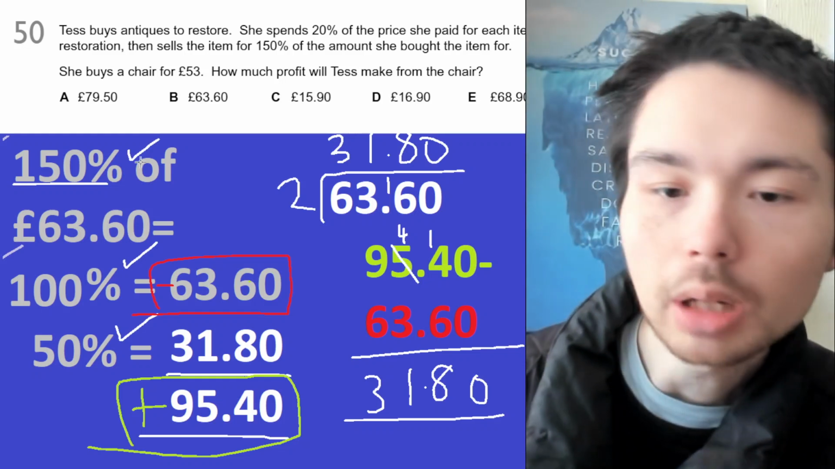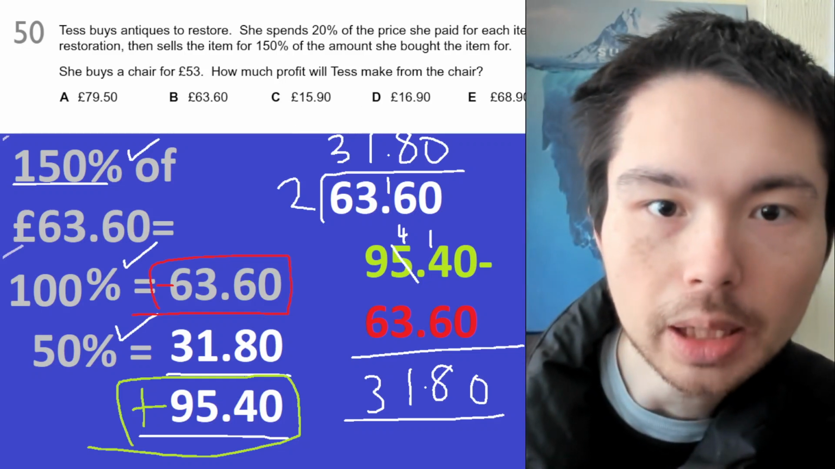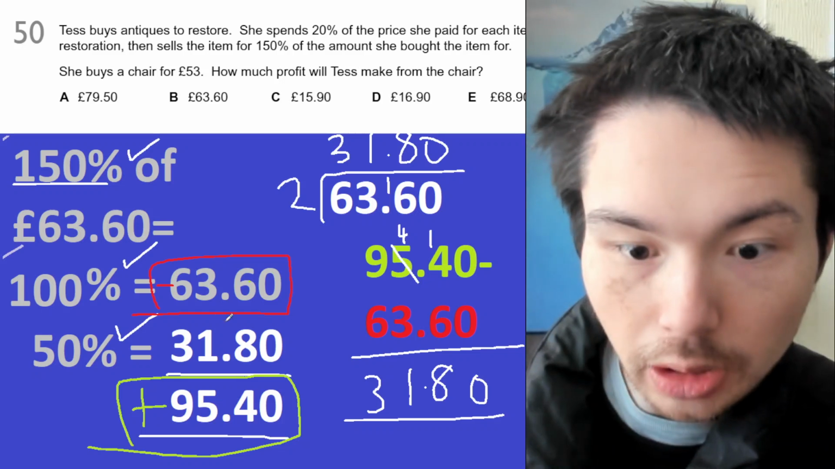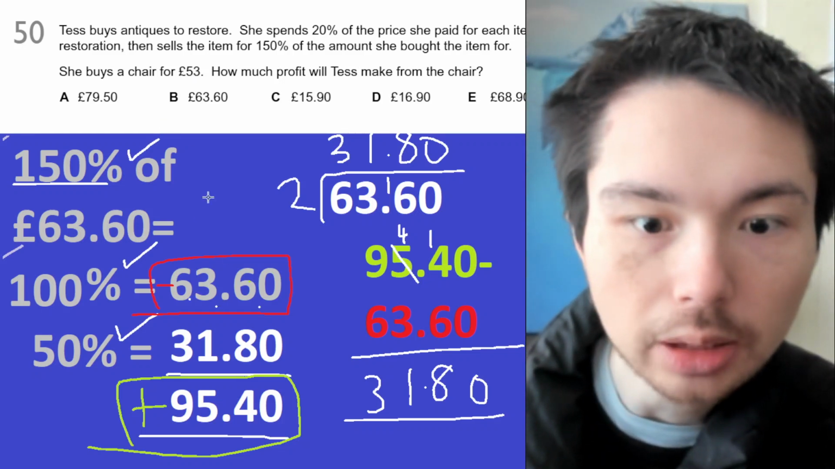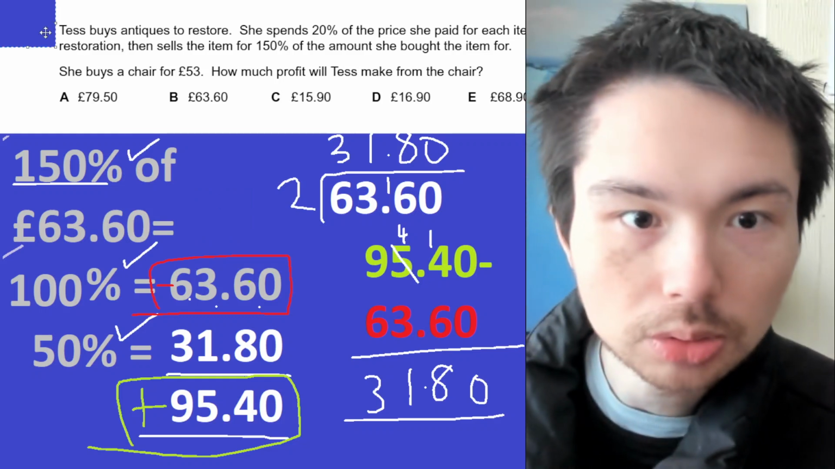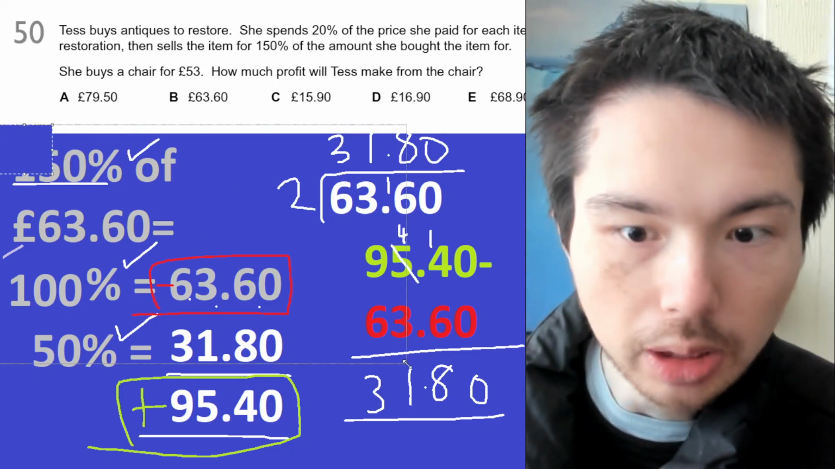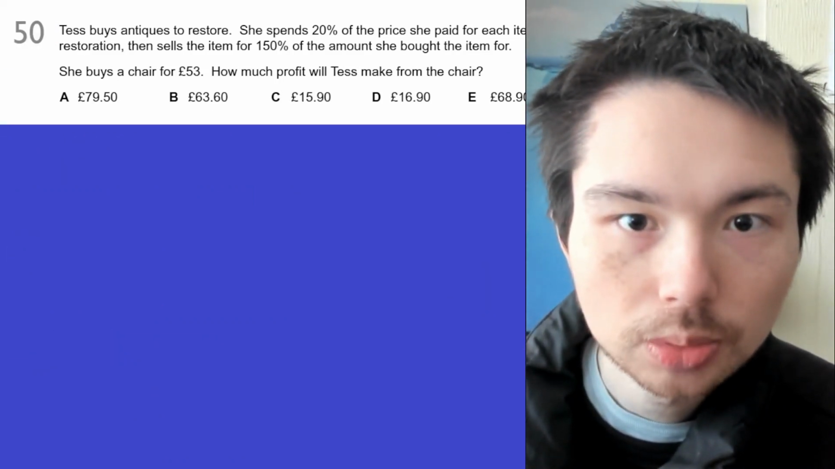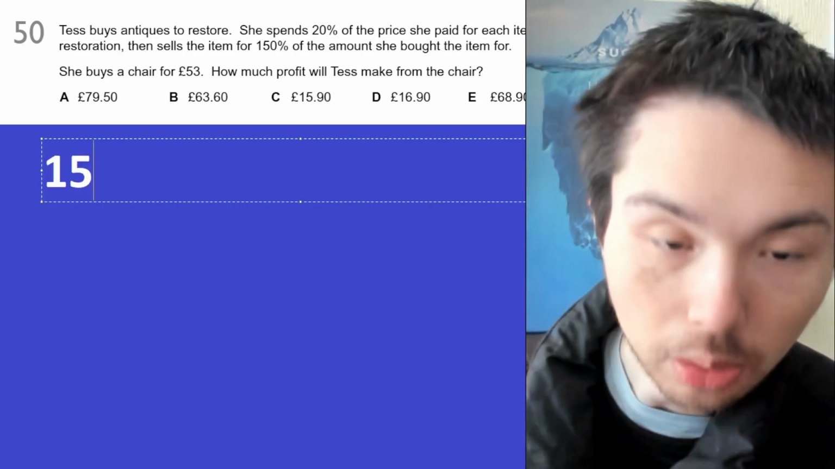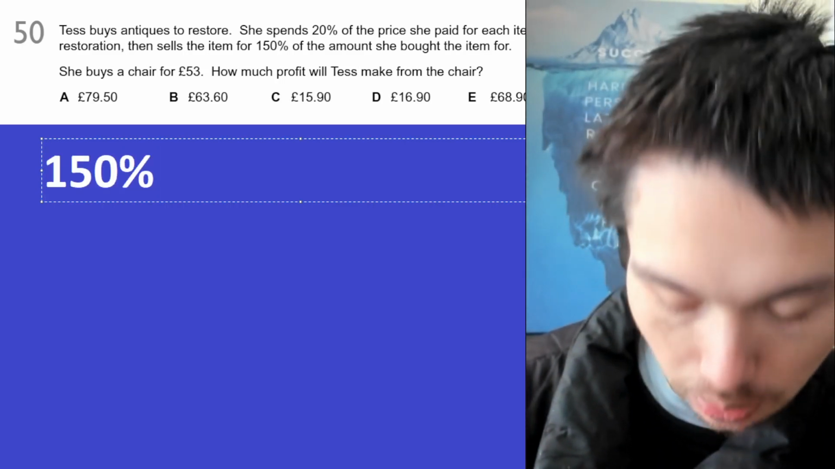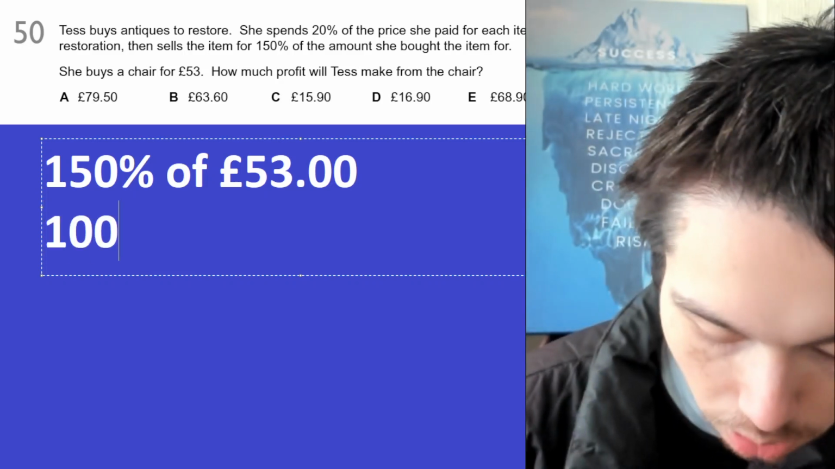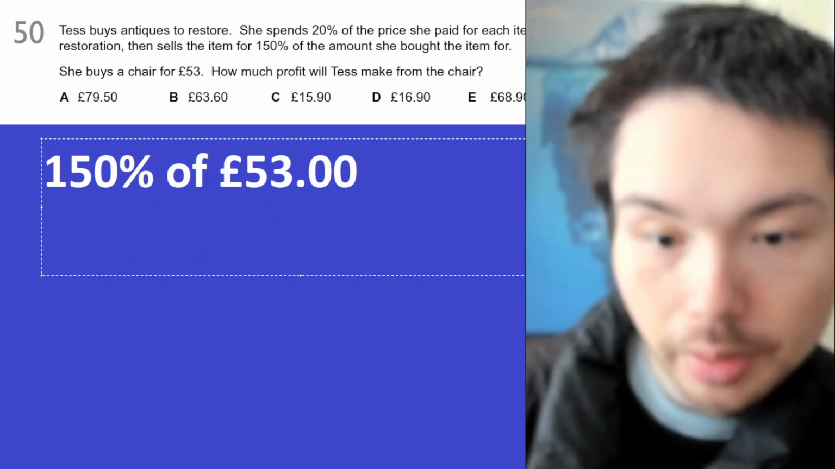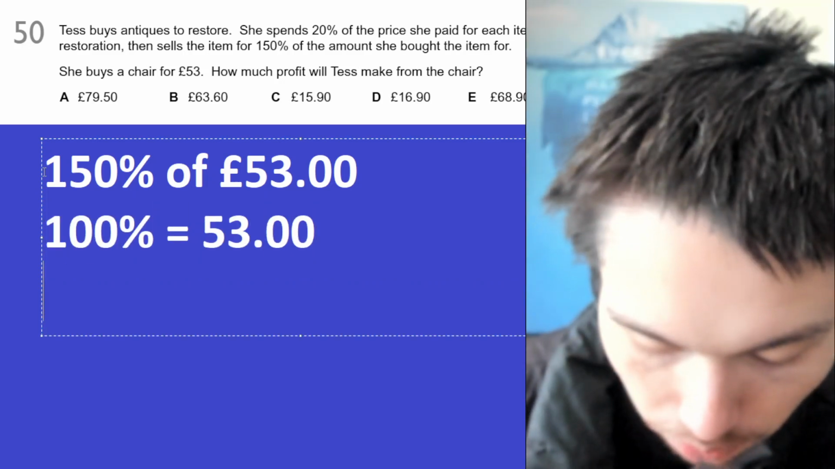I paused the video, I found my error. You see this bit is the wrong number. It is not 63.60, it is from £53. That's why that number was wrong. So I'm going to get rid of this and then try again. We're just one step away. No, we're many steps away. 150% of £53. Too long, this question, too long. Just move on. The good thing is, it's actually the last question.